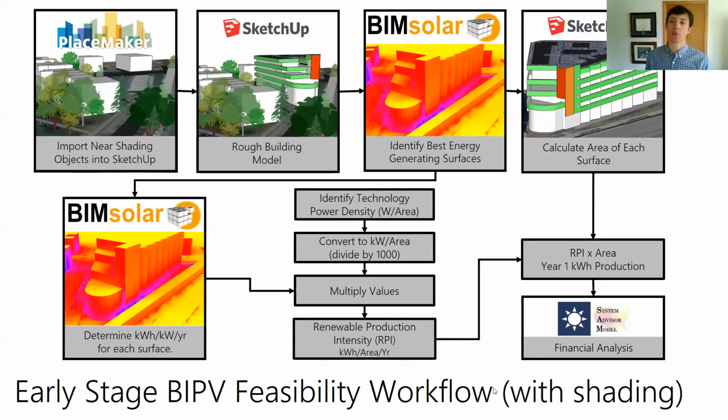Recently, I've been utilizing BIM Solar to calculate the kilowatt hour per kilowatt per year for each surface as well. PV Watch is a little quicker, but when there are near shading objects, it's far more accurate to utilize a tool like this. The first step is to use Placemaker to get basic near shading objects into the model. I also model other objects myself if I have better information on them, and then go through the same exact process.